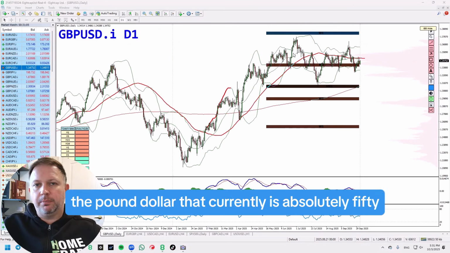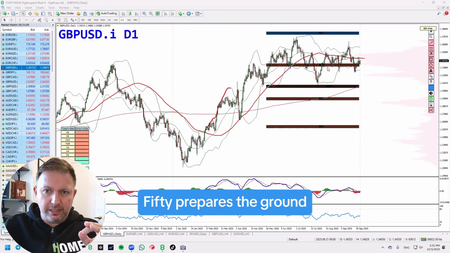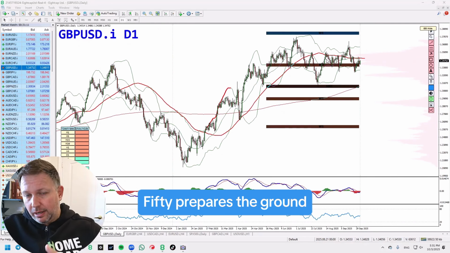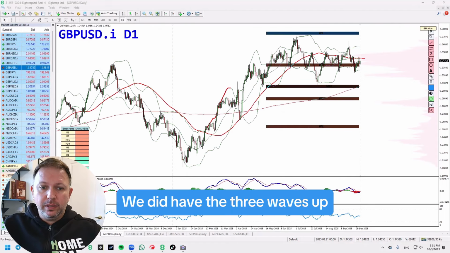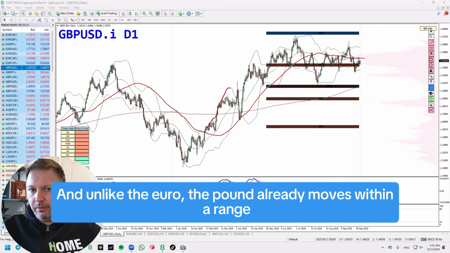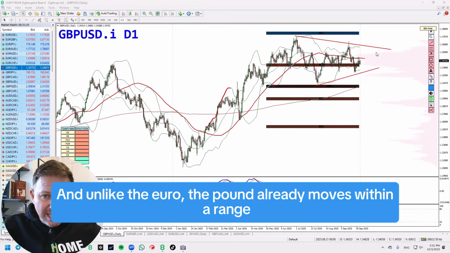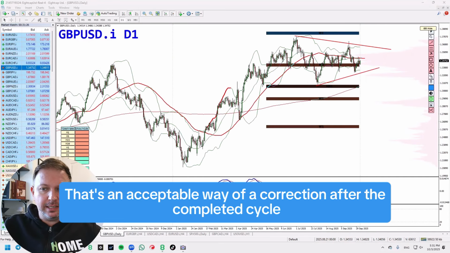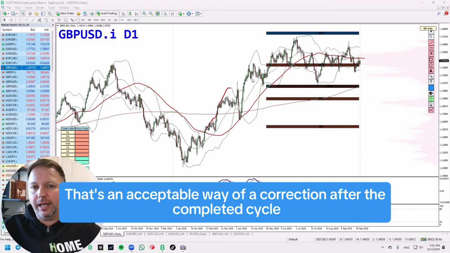Important to pay attention to the pound dollar, which currently is absolutely 50-50. It prepares the ground for what's coming next. We did have the 3 waves up, we did have the ending conditions with the bearish divergence, and unlike the euro, the pound already moves within a range. That's an acceptable way of a correction after the completed cycle.